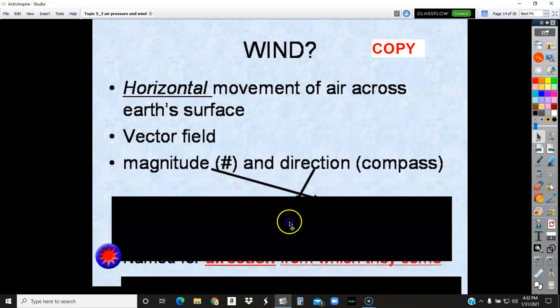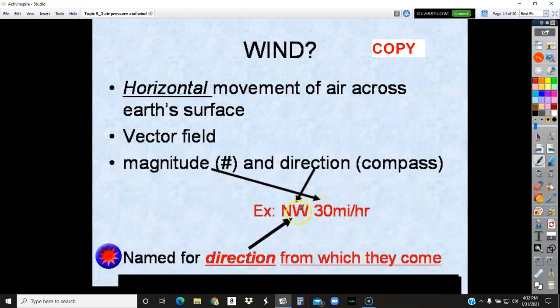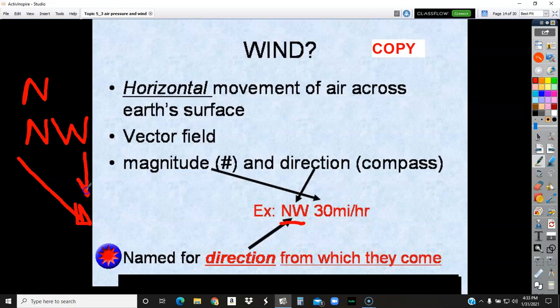Typically a north wind or a northwest wind, I might have mentioned this in another video, tend to be your colder winds because they're coming out of Canada. Any winds coming from that direction are coming up from Canada heading toward us. Typically a south wind or a southwest wind, those winds tend to bring warmer air.